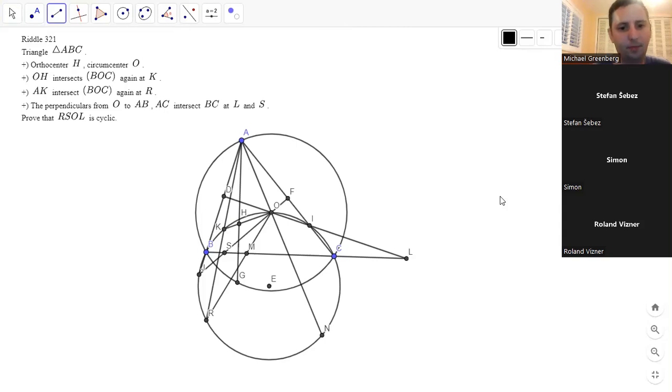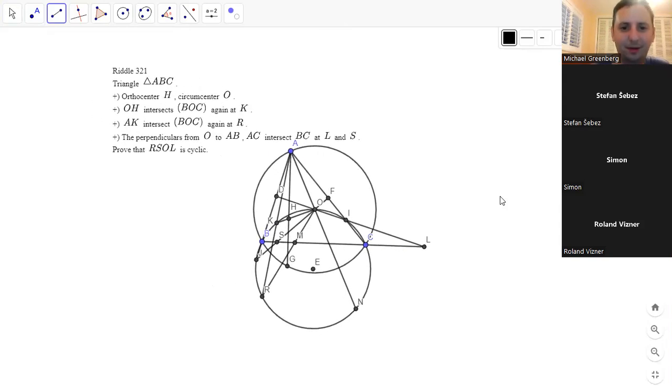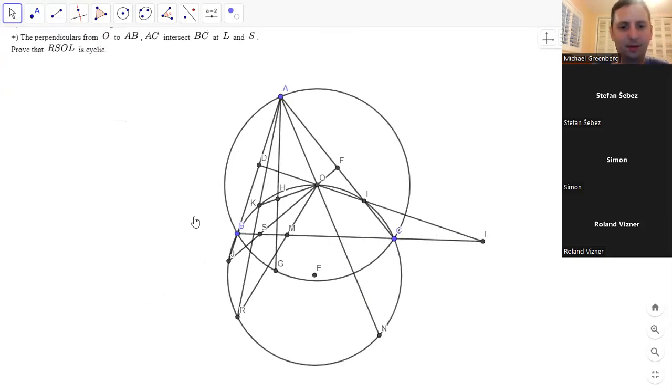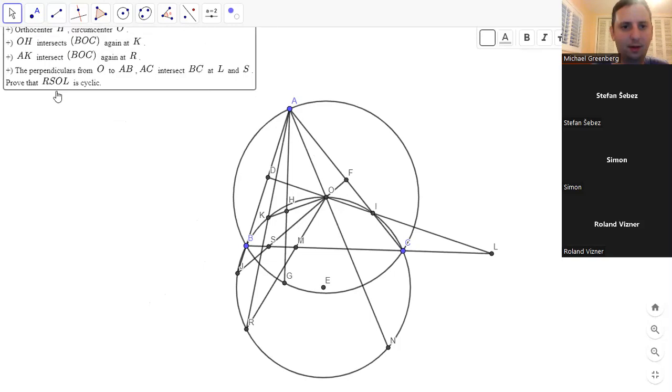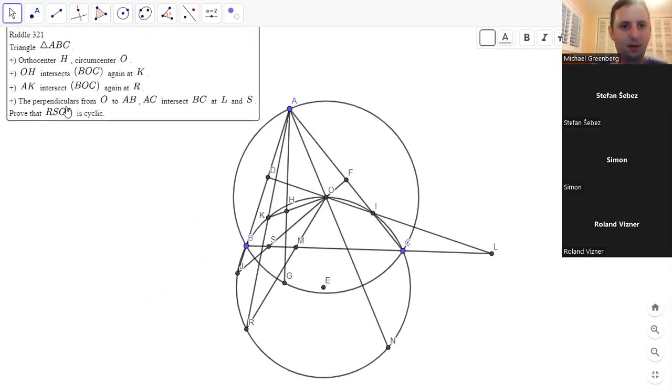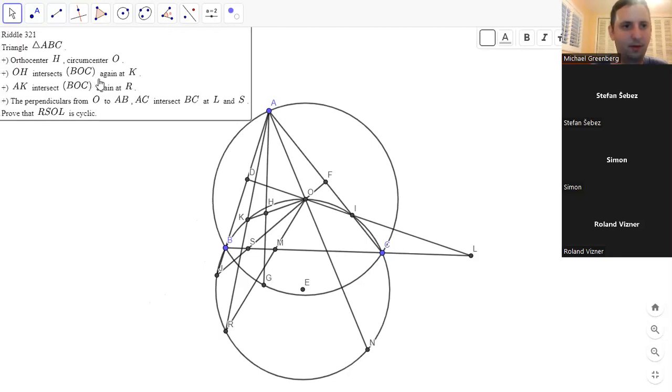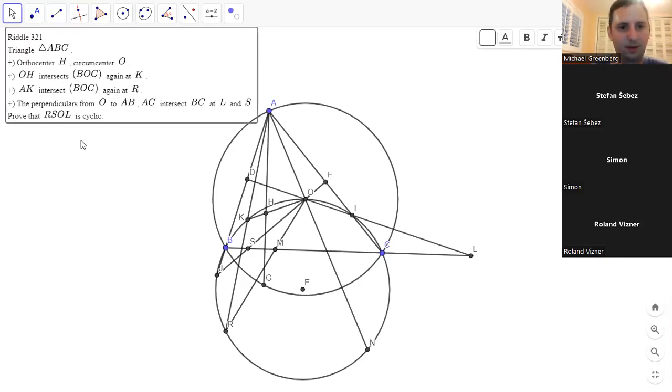I want to make this slightly bigger. Sorry. That looks better, I feel like.